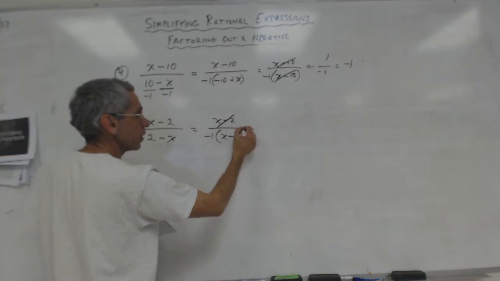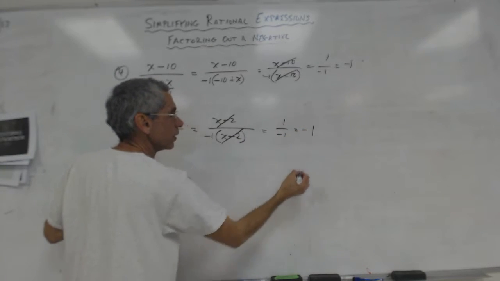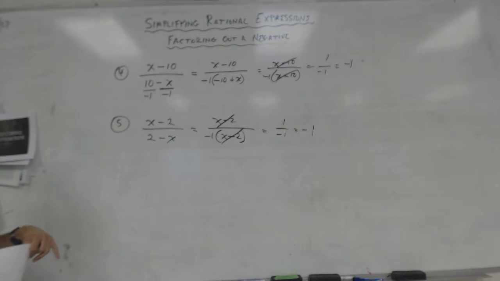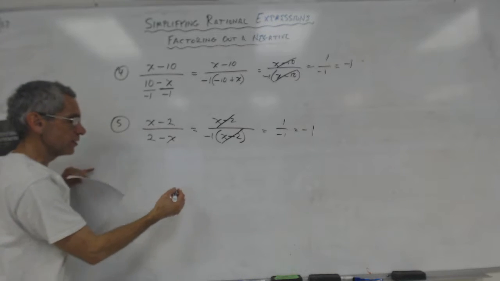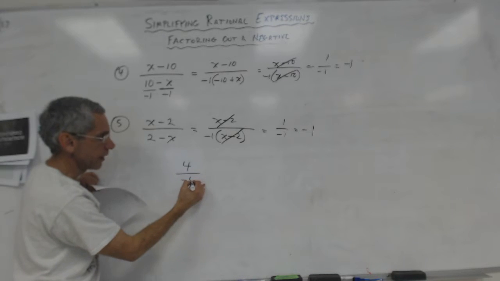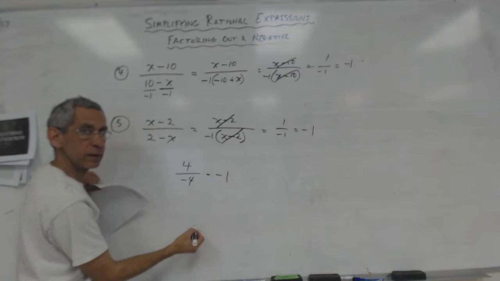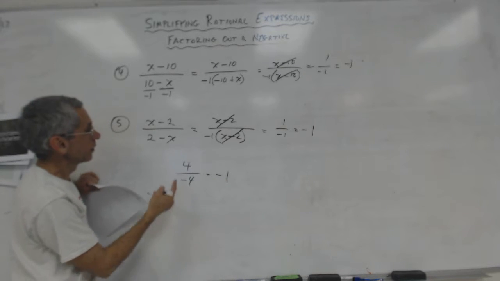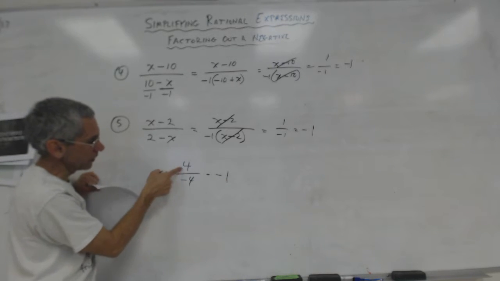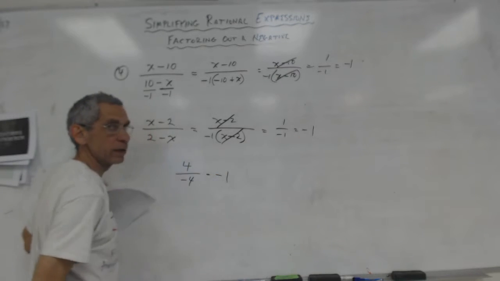And suddenly these cross out. So that gives me 1 over negative 1, which is negative 1. Notice, this is no different really than this. If I had 4 over negative 4, what would be my answer? It would be negative 1. Right? The 4s are opposite each other. These are opposite each other. I still get negative 1.